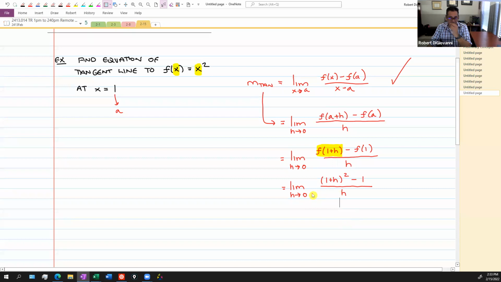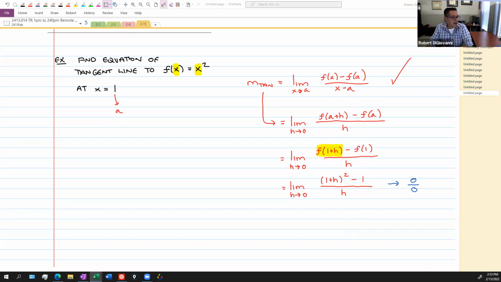And now if we let h go to 0 right now, try it. If we let h go to 0, you get 1 squared, right? Because the h is gone. You get 1 squared minus 1, which is 0. And on the bottom, h goes to 0, so you get 0 on the bottom. So this is giving you 0 over 0, which is bad, right? So you need some algebra now.